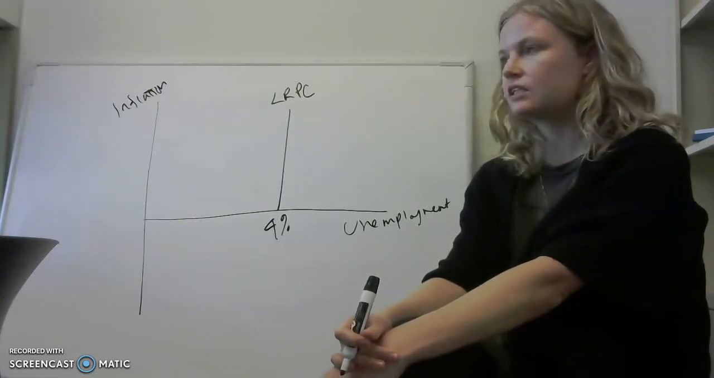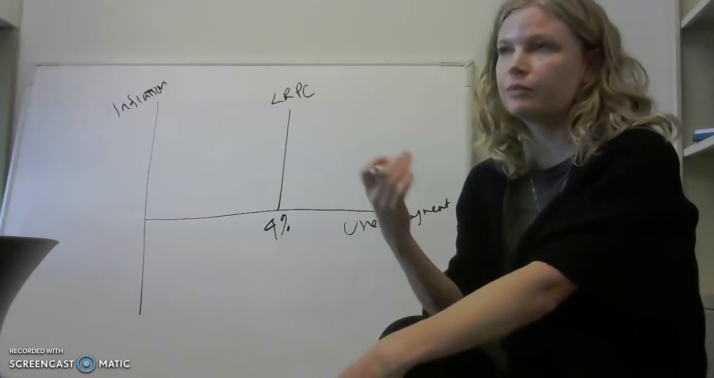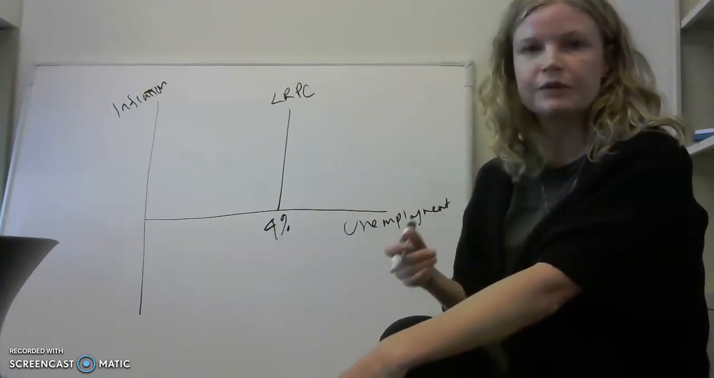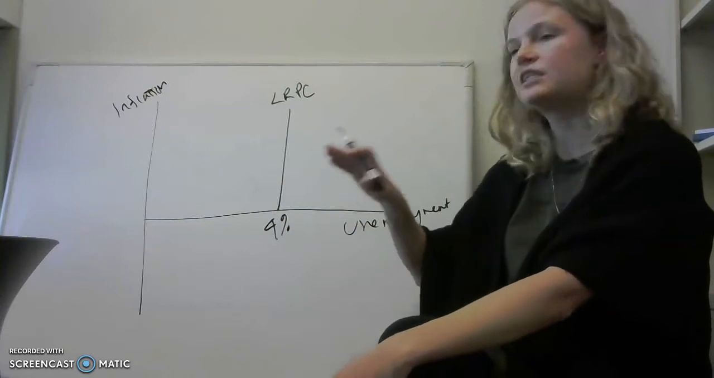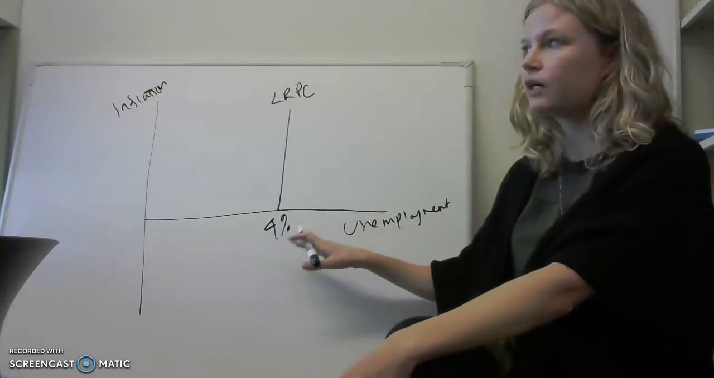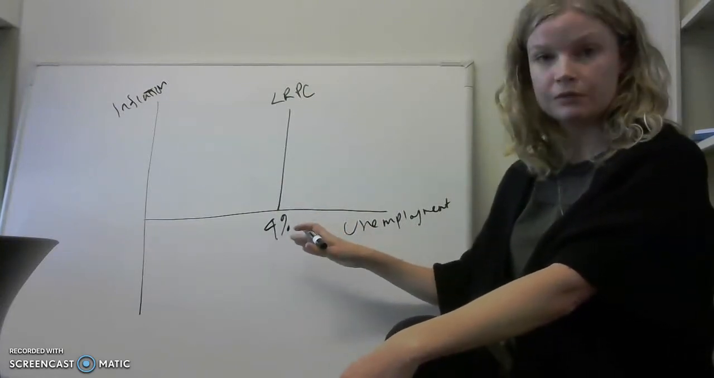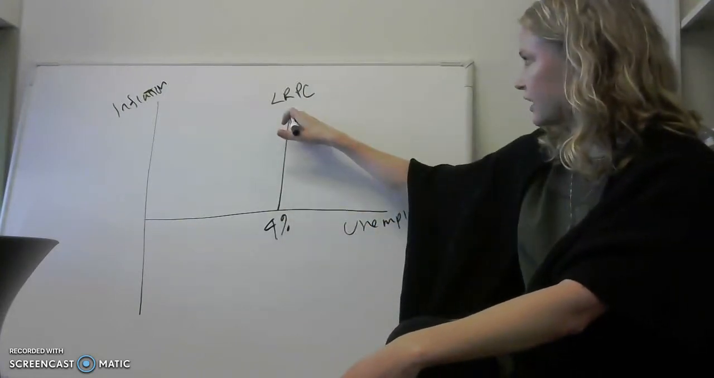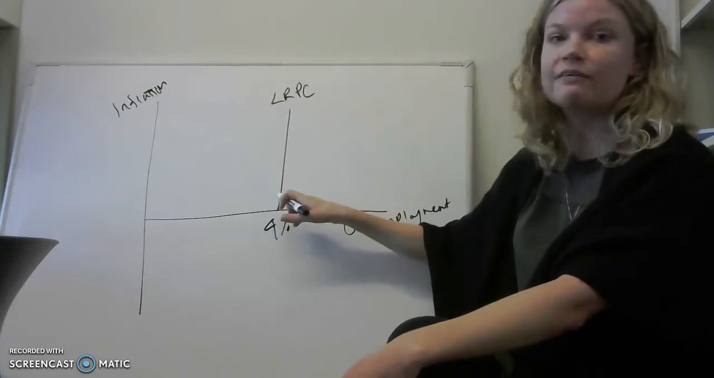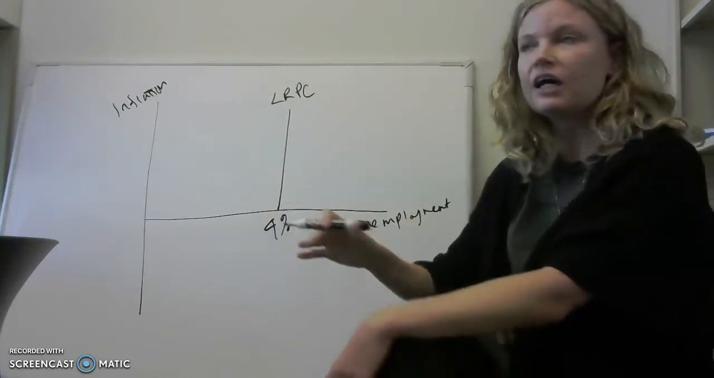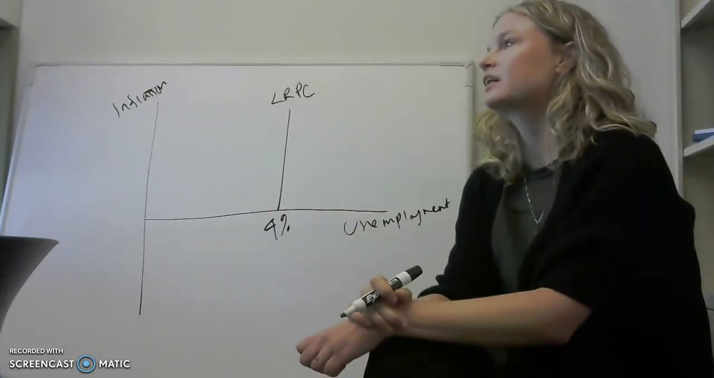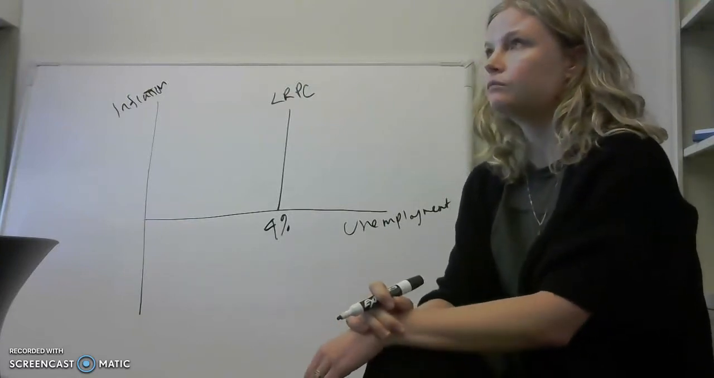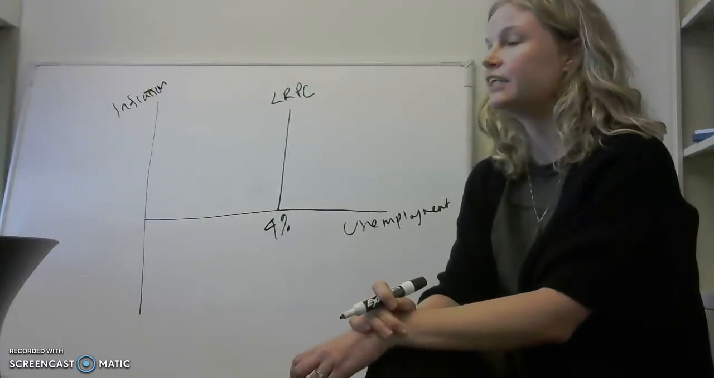So it's a function of potential output, which is the best our economy can do given its labor markets and resources. 4% is the best we can do. If we try to push unemployment below 4%, we're going to get inflation. So the fact that this is vertical is like, hey, whatever the inflation rate is, whatever happens, we're kind of stuck here.